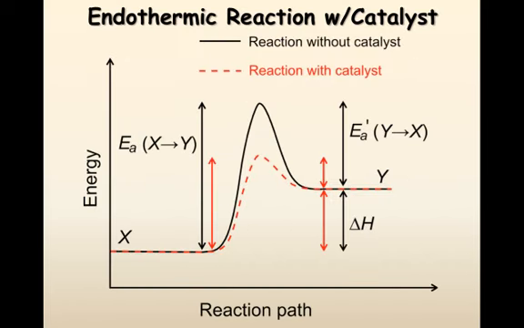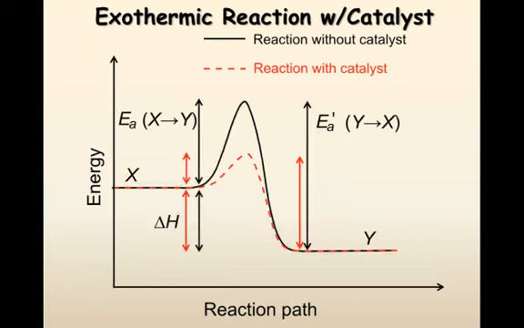So looking at the graph, you can see the black line represents without a catalyst, and the red dashed line represents with a catalyst. So we can see that the reactants stay the same, the products stay the same, but the amount of energy required to start the reaction is much lower. So more molecules have the ability to get over there. You'll make more products quicker.